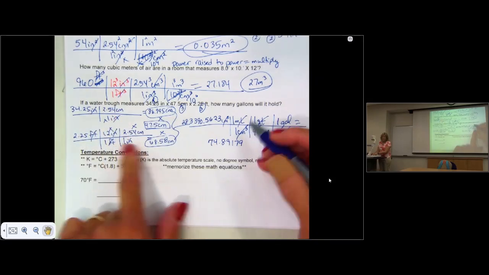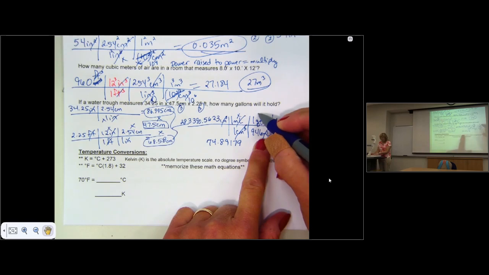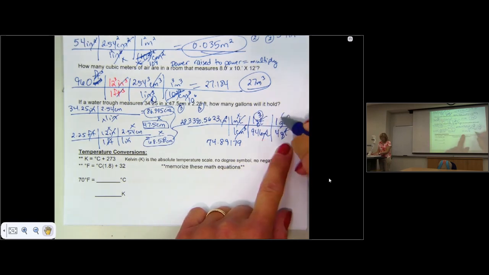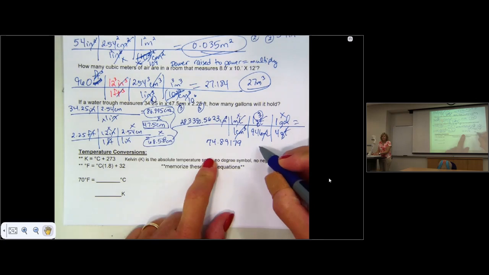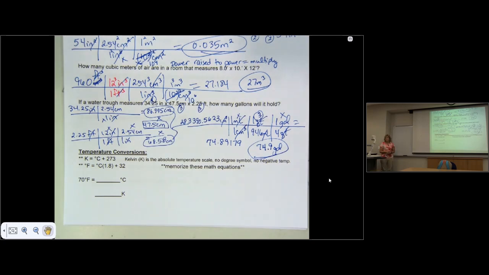What's this? 3, and this is exact. So my final answer should be what? 74.9. Keep going. Gallons. Yes or no? It seems like you guys are understanding it. I'm hoping that you are, as well as you seem to be.